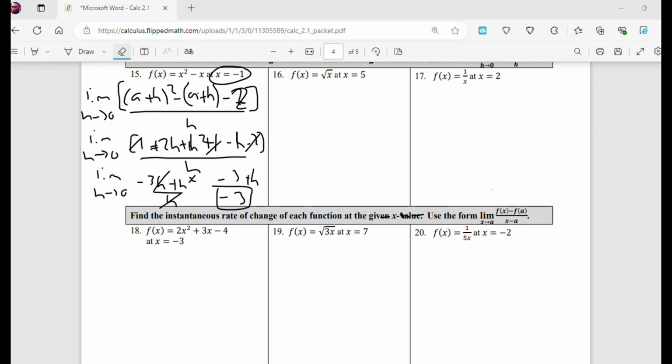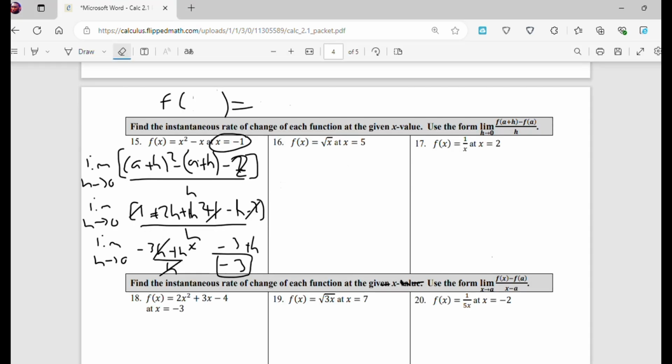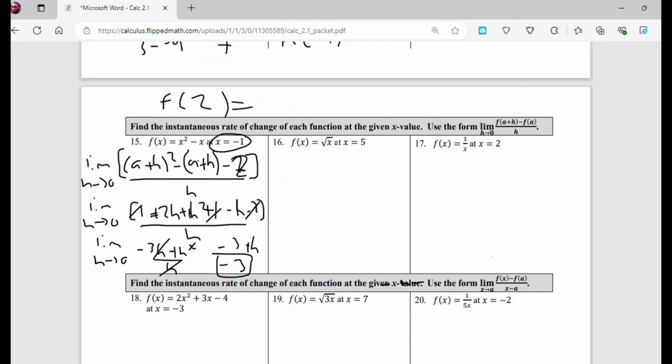I'm gonna erase this. Okay. Next problem. 1 over x, and our instant rate of change is at 2. So f of 2 is 1 over 2. Alright. Let's get it. Limit as h approaches 0 of f of a plus h, right? And then minus what we figured out here, 1/2, over h.